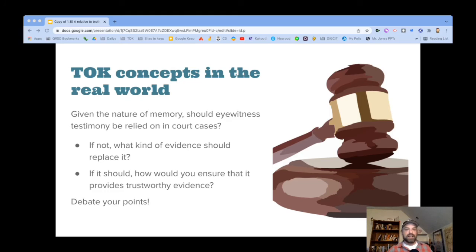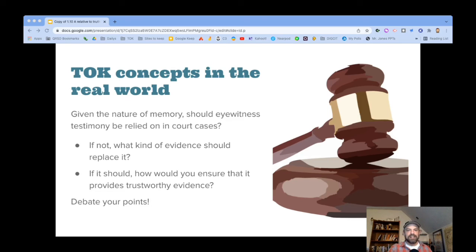Your future probably has cameras everywhere. That's going to matter in this question. We kind of have cameras everywhere now, right? People filming with their phones, but the technology is going to get further and further along, to where we have to reconsider eyewitness testimony. And if it should include eyewitness testimony, how do you make sure it's not wrong or that it's working? So debate that with somebody around you or just in your own head.